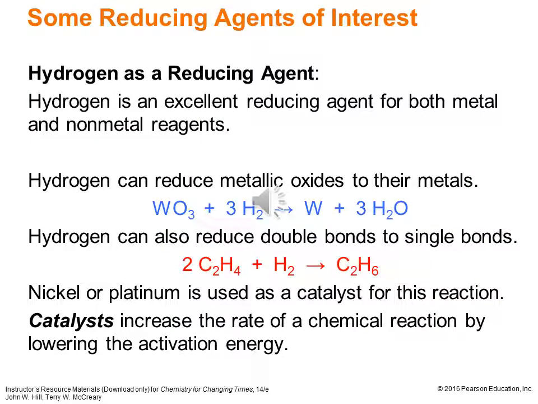Hydrogen's another example of a great reducing agent, and it works for metals and nonmetals as well. So if you have a metal oxide like tungsten 6 oxide here, you can use hydrogen to reduce it to tungsten metal and water, so a fairly harmless byproduct. Hydrogen can also be added to unsaturated hydrocarbons, things that have double bonds, to saturate them.